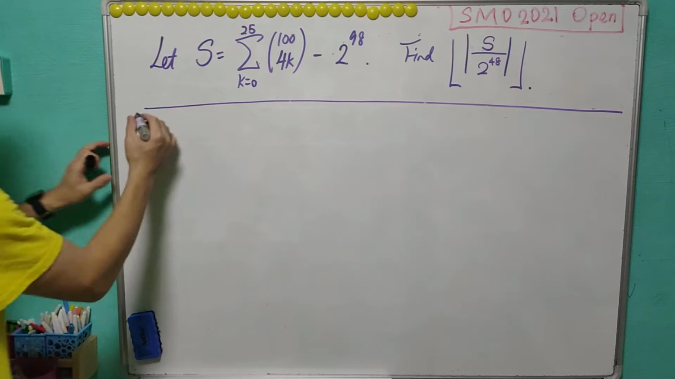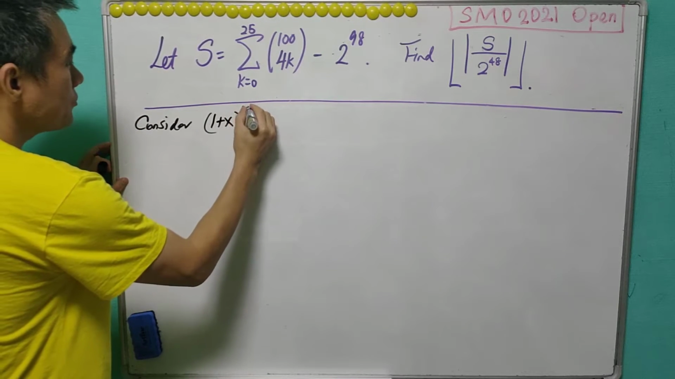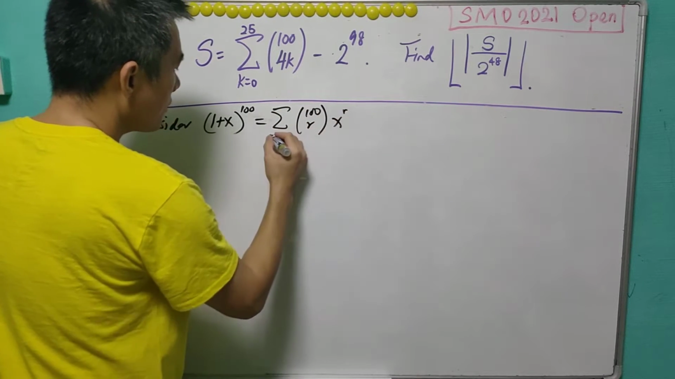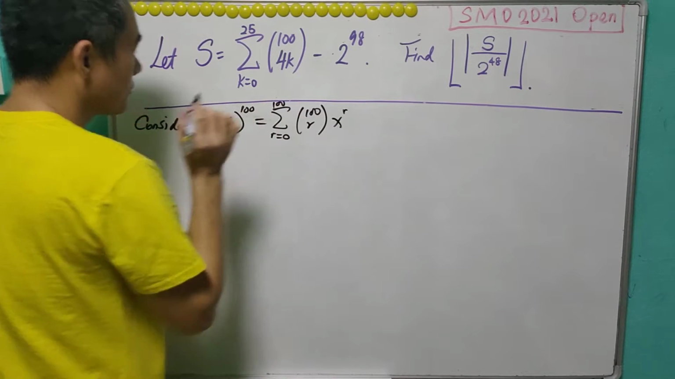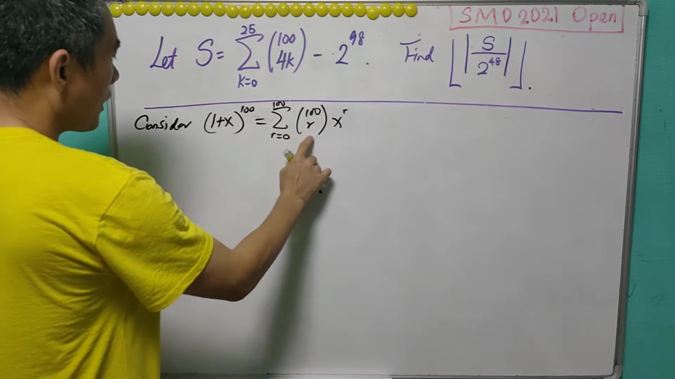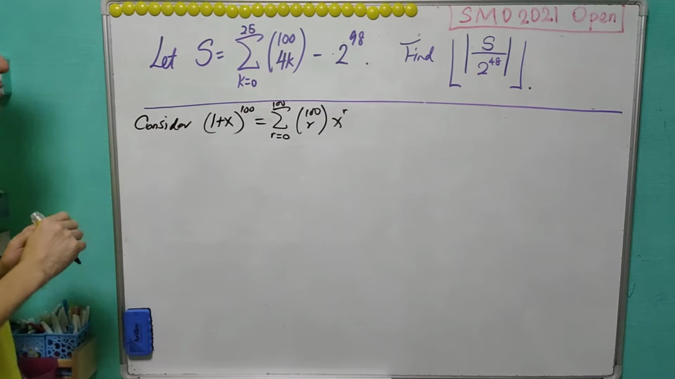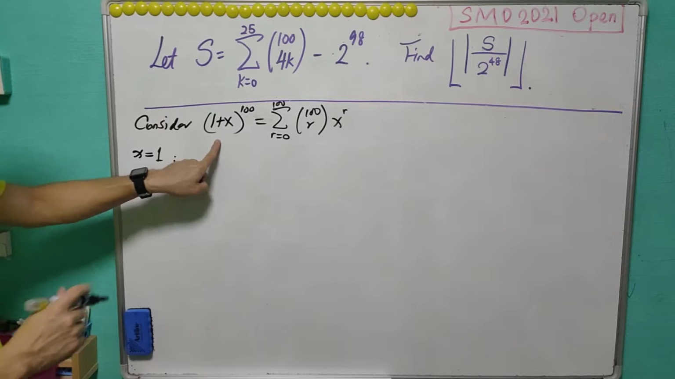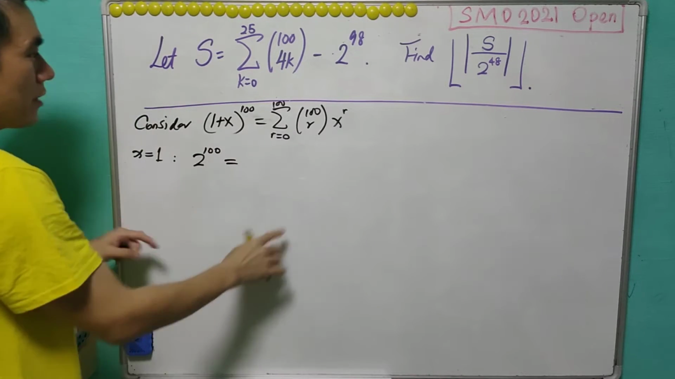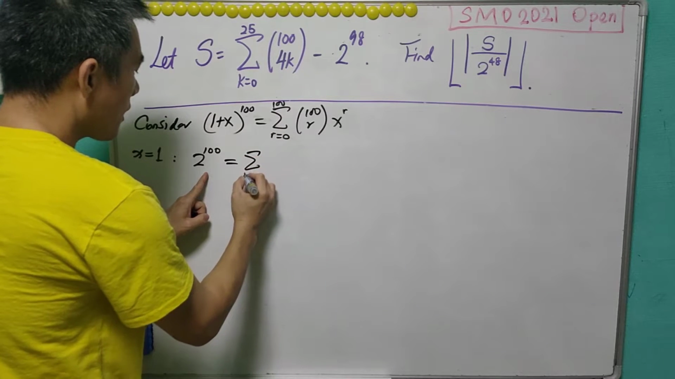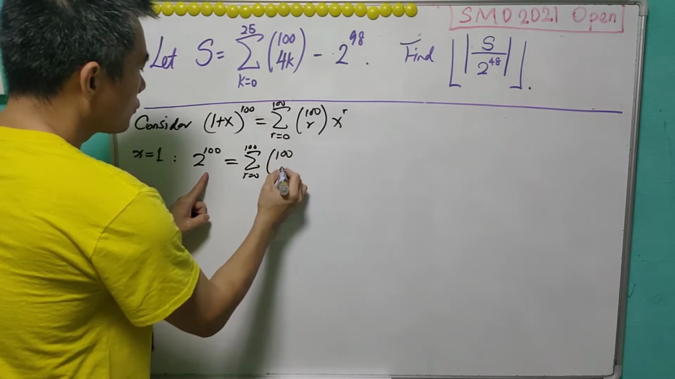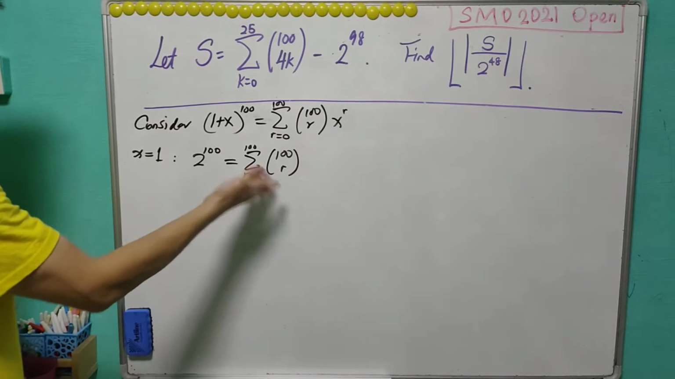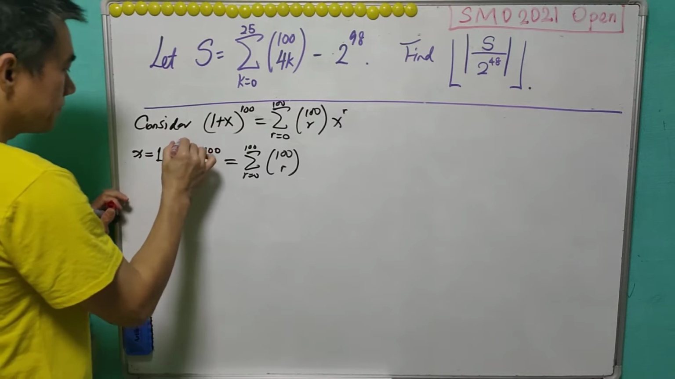So, as I mentioned just now, we will consider (1 + x) to the power of 100. As you know from the binomial theorem, this is the summation of 100 choose r, x to the power of r, where r equals 0 to 100. It is a well-known result that the summation of 100 choose r from r equals 0 to 100 is equal to 2 to the power of 100. We can get this by letting x equal 1. If x equals 1, the left-hand side is 2 to the power of 100, and the right-hand side will be the summation of 100 choose r, r equals 0 to 100, since 1 to the power of r is always equal to 1.